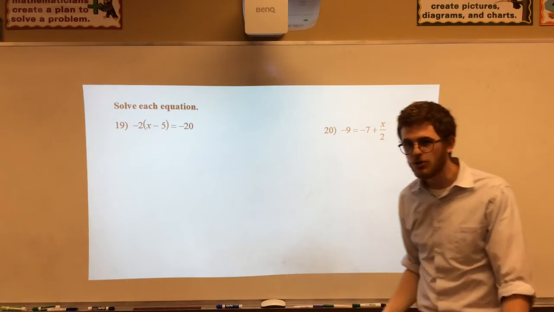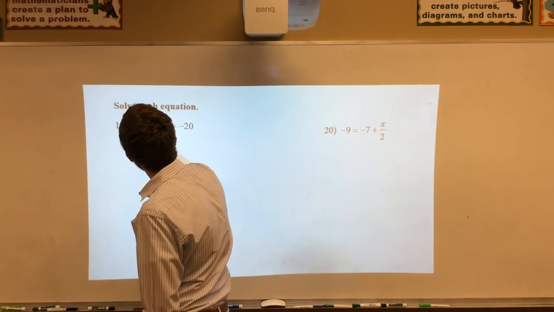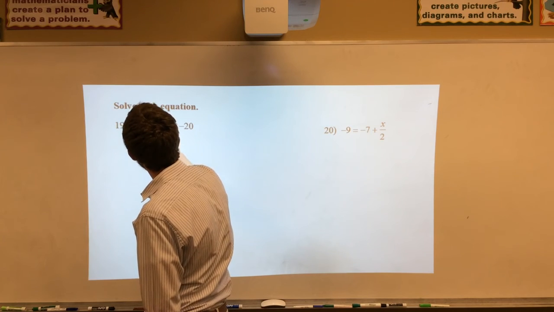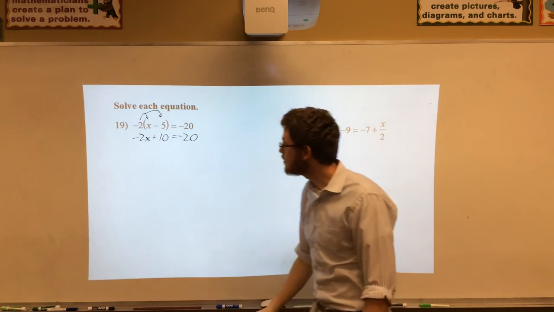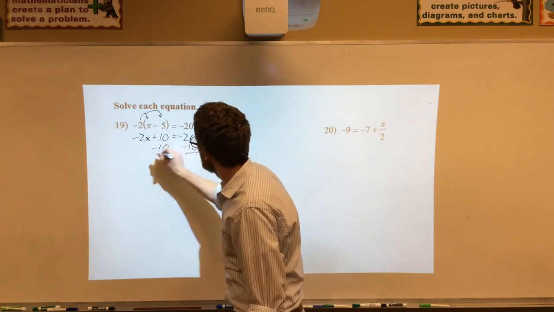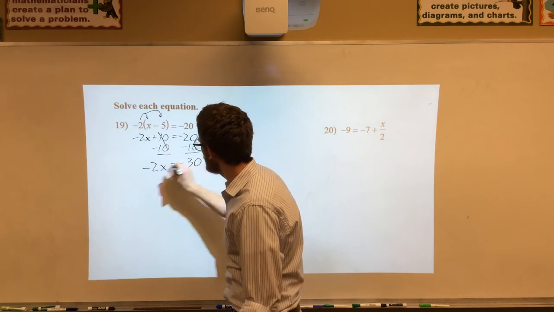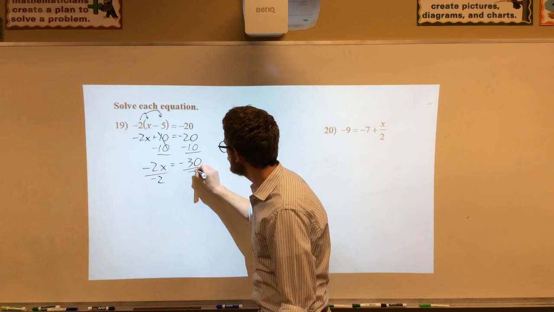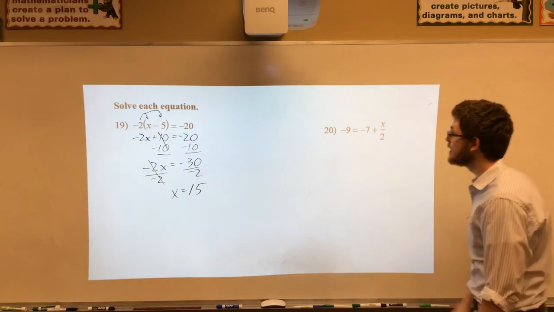Rest of the packet is doing two-step equations. We always want to simplify first. We have negative 2x plus 10 equals a negative 20. We want to isolate the term with the x. And we divide both sides by negative 2. X comes out to be a positive 15.